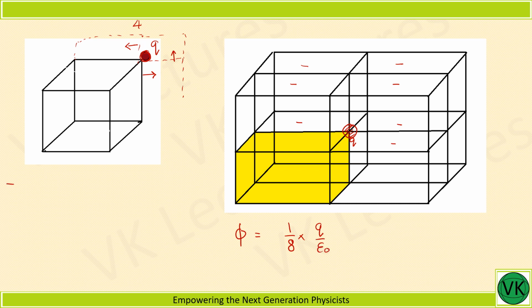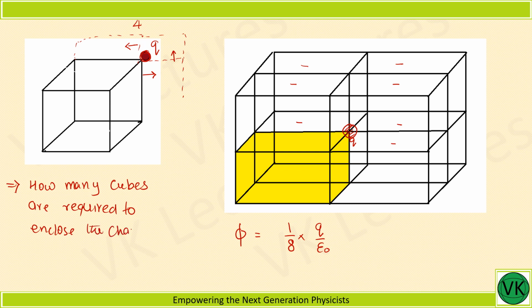Now what is the question you need to ask here? How many cubes are required to enclose the charge? The answer is 8 cubes. So total phi will be equal to 1 by 8 times q by epsilon naught.